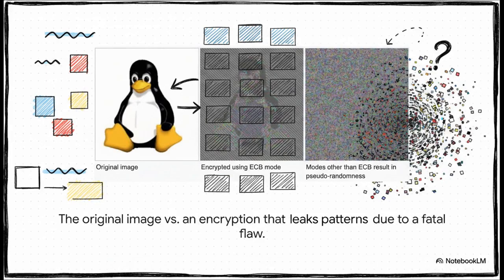And here it is, the big reveal. The reason you can still see the penguin in that middle image is because it was encrypted using a method called electronic codebook mode, or ECB. And ECB has this one fatal flaw. It encrypts identical blocks of data, like say all the white pixels in the background, in the exact same way every single time. And that's what preserves the original pattern.